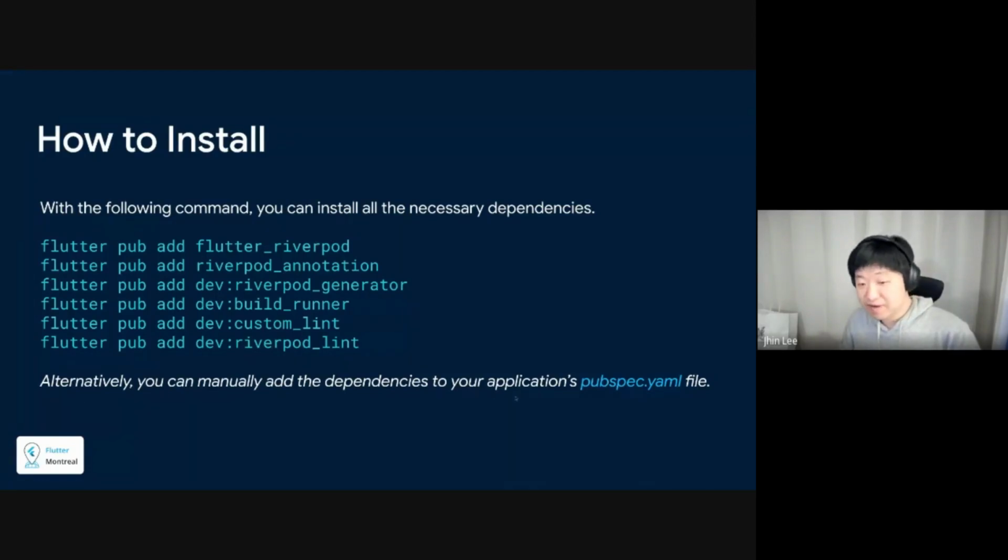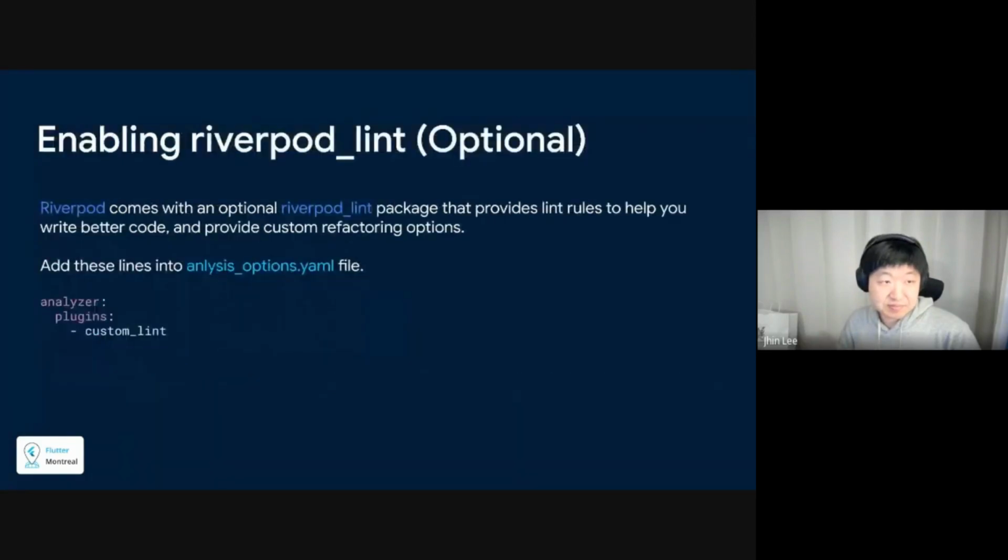And if you prefer adding dependencies manually, you can also update the pubspec.yaml file. And like I said, the lint part is optional, but I also recommend it. So let's say you do some kind of bad practice using Riverpod, then it will automatically give you some warnings, or it also provides some kind of auto fix. So it's a quite useful feature that I'm going to also show you in the demo.